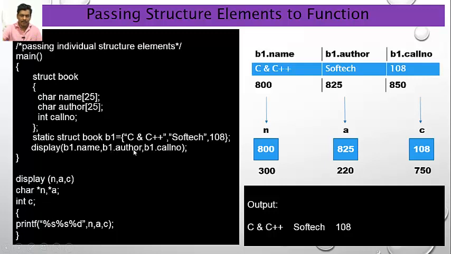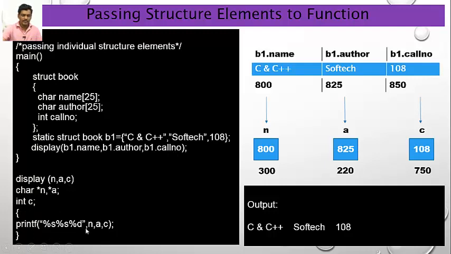Then b1.author also represents the starting address of that array. So 825 is also a character address. So in the receiving area, that is the formal argument, a is also a character pointer variable. So n is a character pointer, a is a character pointer because they receive character array addresses. c is an integer because b1.call number is an integer. So we declare c as integer.